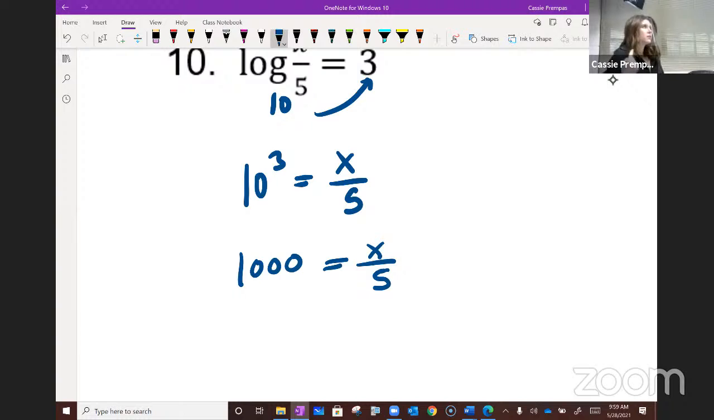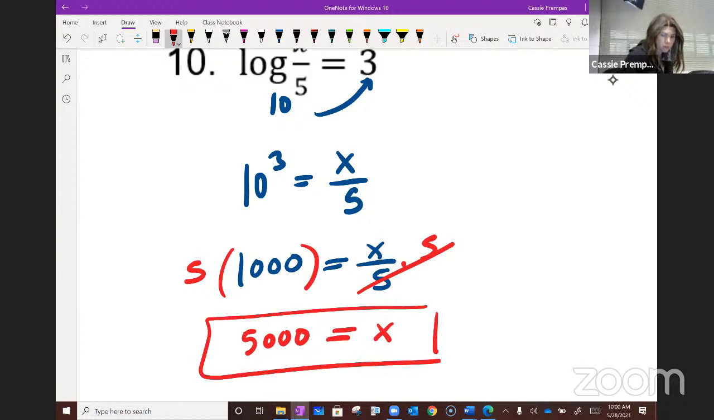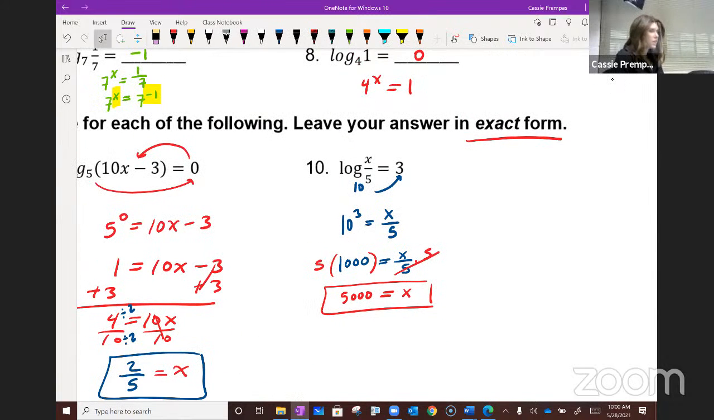And then x has been divided by 5. What undoes division? Multiplication. Good. So we're going to multiply by 5, multiply by 5, and we have 5,000 is equal to x. And those are the types of questions you could anticipate to be from chapter 8.